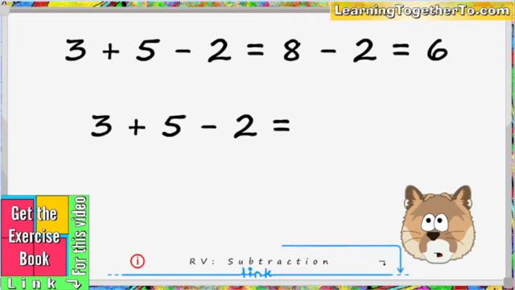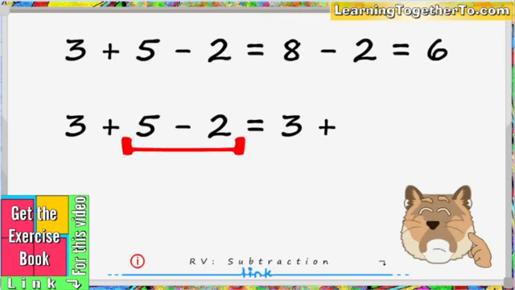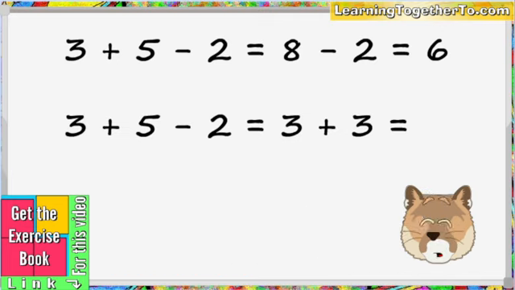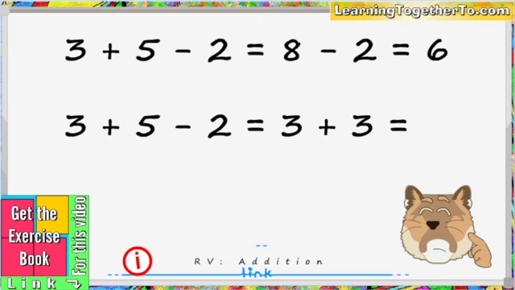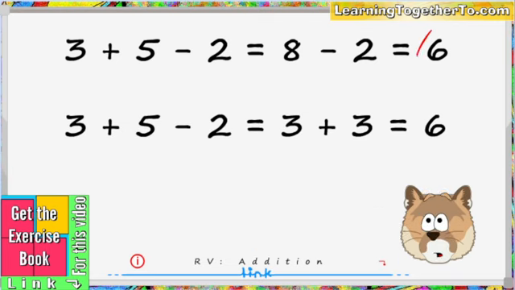Peter, this time let's subtract first. Let's move the statement to the side. We write the 3 as it is. Peter, 5 minus 2 is equal to 3. Nicely done, Peter. And 3 plus 3 is equal to 6. Very good, Peter. Look at that, Peter. Both methods give us the same answer.